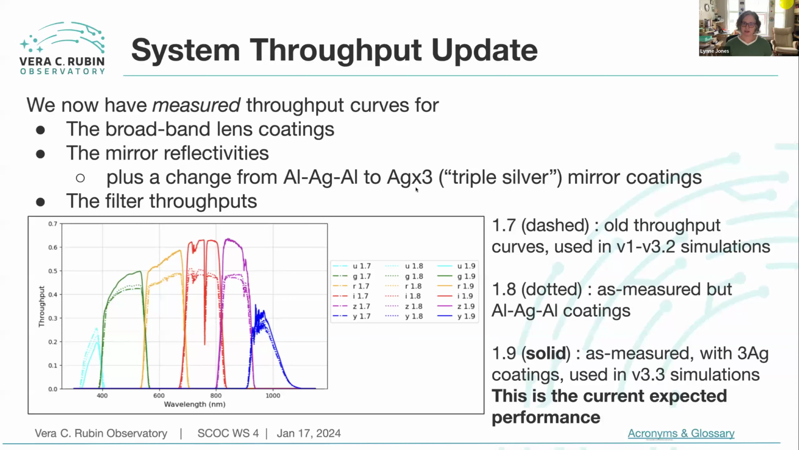So you see here in this plot, the dashed lines are the 1.7 throughput curves. These are the throughput curves we used in all V1 through V3.2 simulations. They were not based on as-measured values. The 1.8 is a version of throughput which is as measured, but with a different coating. What we're looking at using is the 1.9.